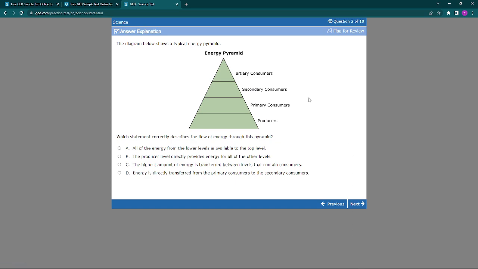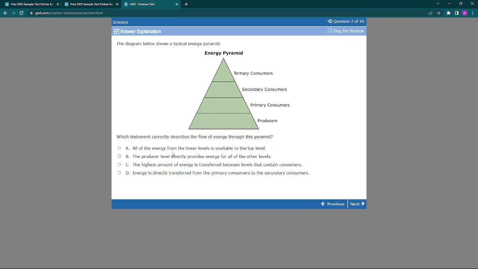All right. So let's see. The diagram below shows a typical energy pyramid. And this kind of did confuse me a little bit. Tertiary, secondary, and primary are first, second, and third. And then producers. So these are the ones that are making the energy. These are the primary consumers, so they consume it first. They're the closest adjacent. Then secondary, they consume it second. Tertiary, third.